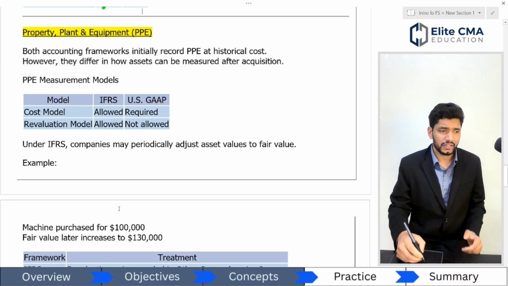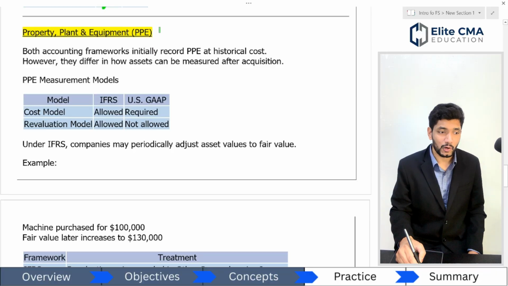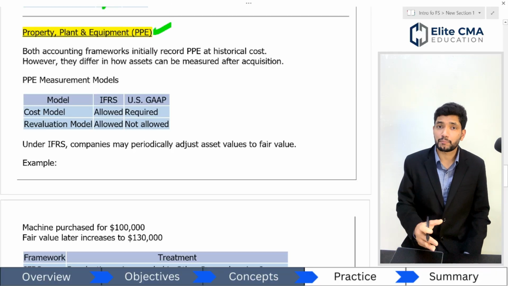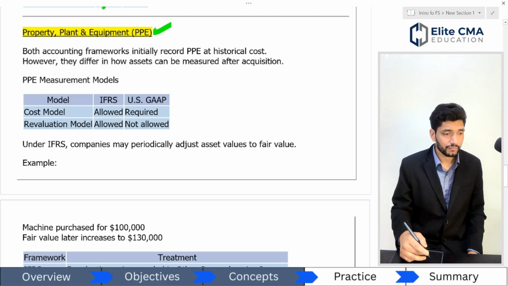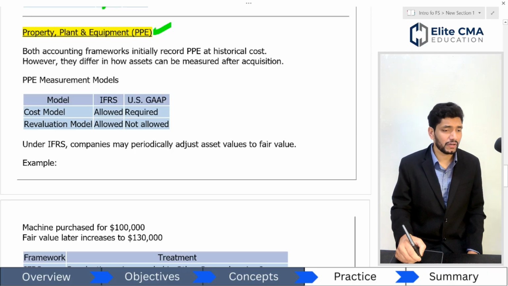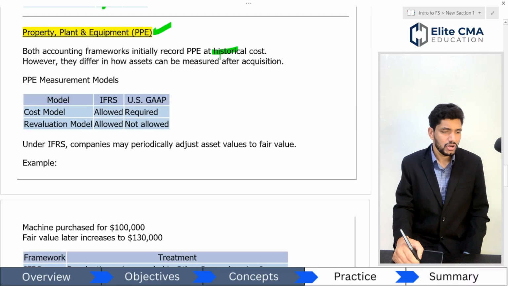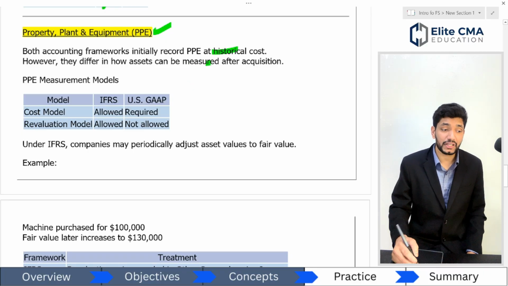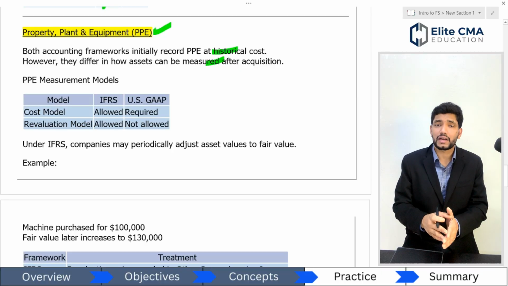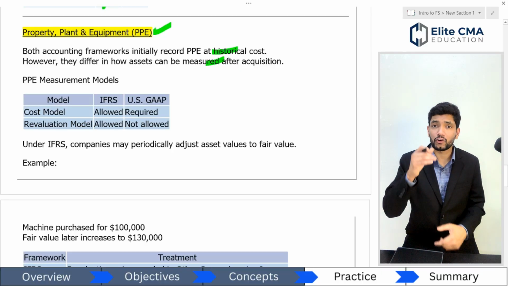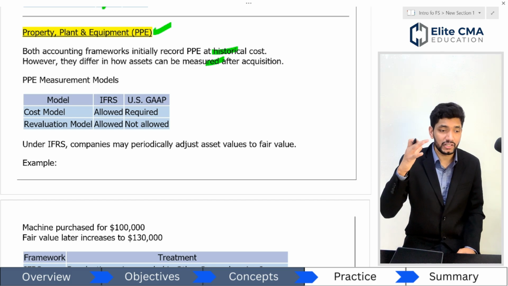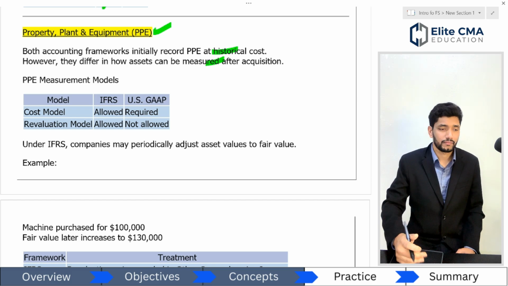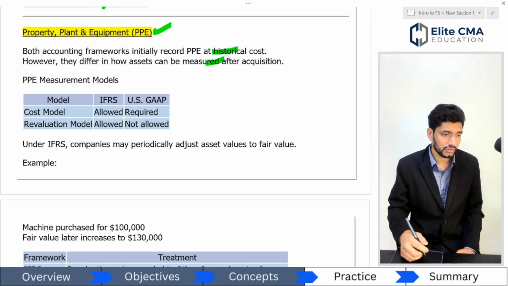Now let's move into another difference, that is property, plant and equipment. How to treat property, plant and equipment. Both accounting frameworks initially record PPE, property, plant and equipment, at historical cost. However, they differ in how assets are measured after acquisition. Both standards initially record PPE at the initial historical cost, or the total acquisition cost.